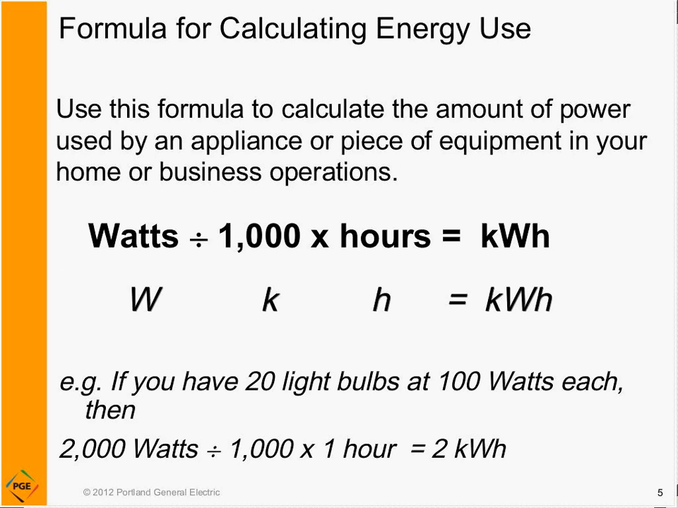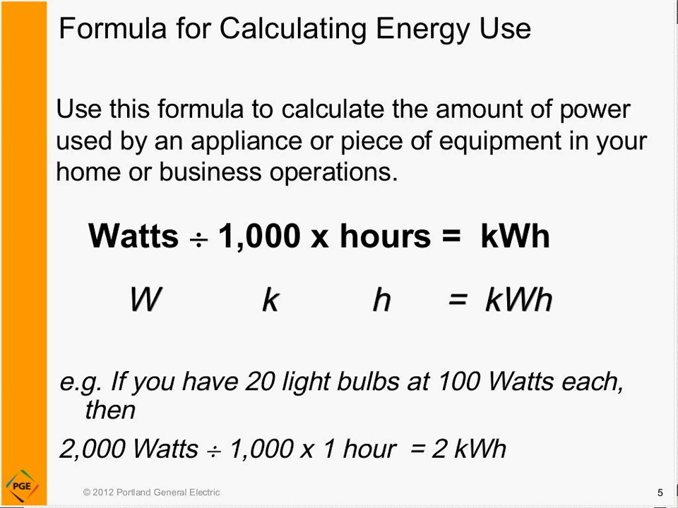Here's the basic pin-it-on-the-wall chart or cheat sheet for how do you figure out how much energy a particular piece of equipment uses. This formula calculates the amount of power used by any piece of equipment or process. Watts divided by 1,000 times the hours gets you kWh. And again, you can see where the label gives you watts. The divide by 1,000 is easy.